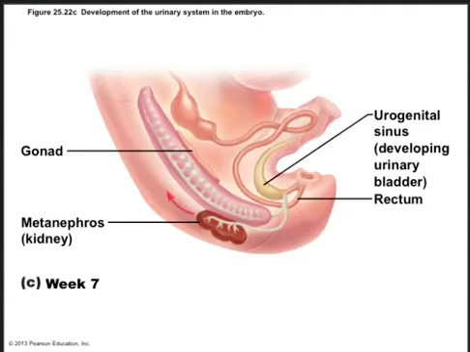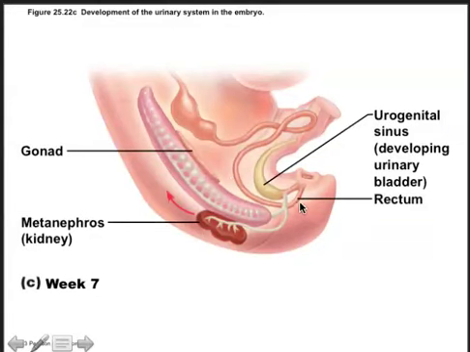So here we are at week 7. Okay, so what's happened? Well, the promesonephros are almost completely gone now, right? You can still see a lot of these mesonephros, but they're decreasing in size, okay? But they're still around. This is eventually going to be the gonad in the female. This would be the ovary. In the male, this would be the testes.